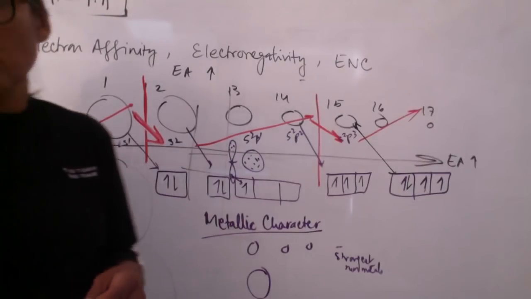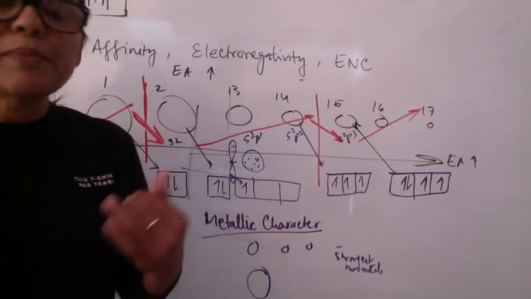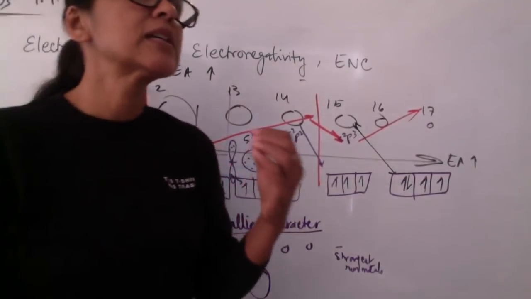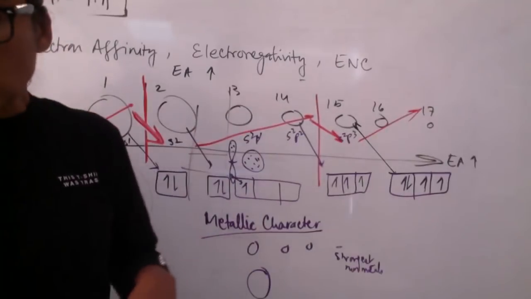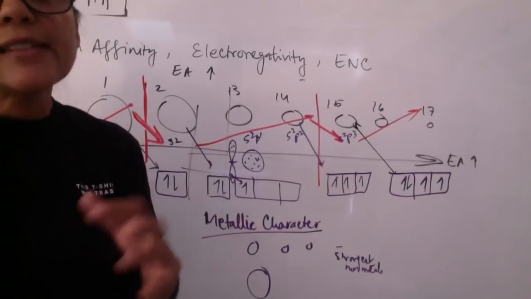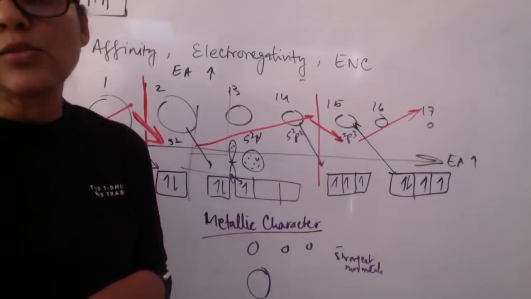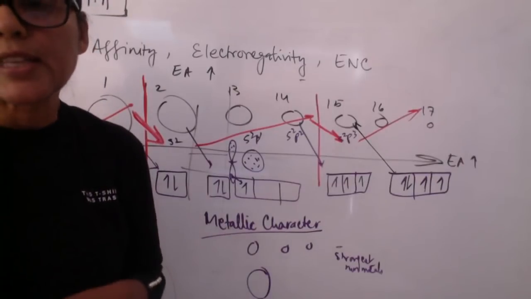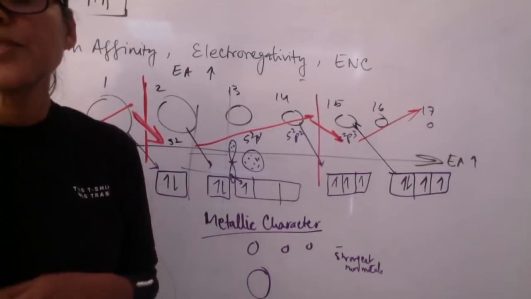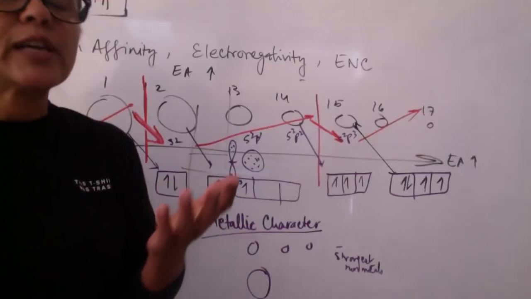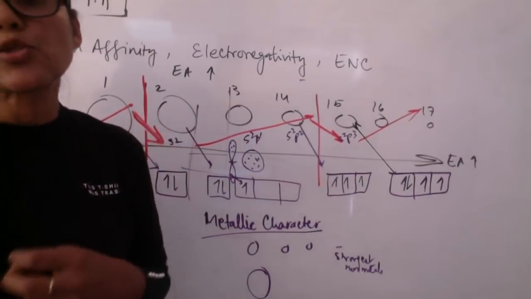So the 0 to 4 rating represents the ability to attract a shared pair of electrons in a bonded situation. And these are experimental values, not theoretically predicted. They measure these values, and fluorine has the highest electronegativity.